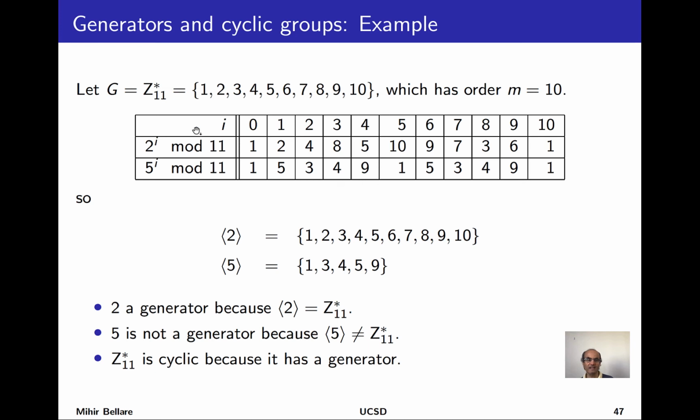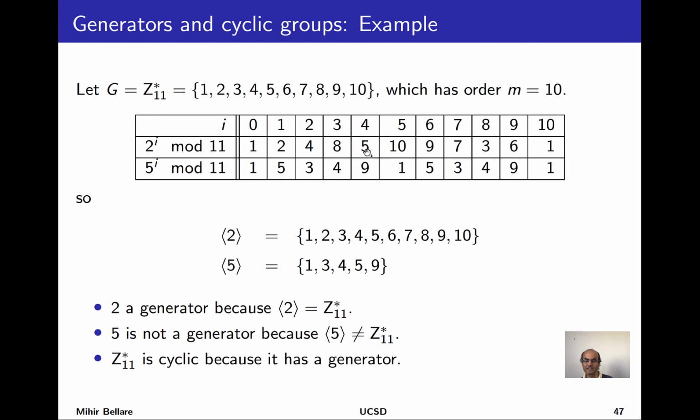So let's take the number 2, which is in the group, and start raising it to powers. What powers? Just all of them. Start from 0 and keep going. Okay, 2 to the power 0 is 1, 2 to the power 1 is 2, 2 squared is 4, 2 cubed is 8. Now 2 to the 4 is 16, and 16 mod 11 is 5.